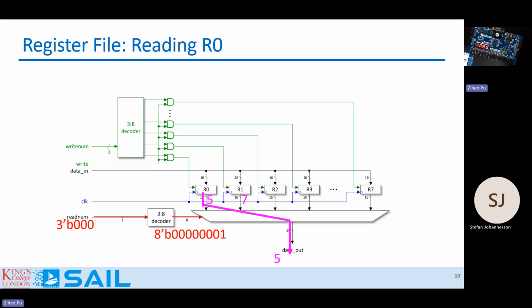Now I try to read from a register, which is pretty easy. I just simply provide the read num, which is the address that I want to read. For example, in this case, I'm reading R0, so I just give it a 3-bit 000, and the decoder will decode to a 1-hot code. The 1-hot code will decide which register is the data output. So this is the 1. This one goes to the register R0, and this is combinational logic. So there's no clocking. The data is directly sent out to data out.